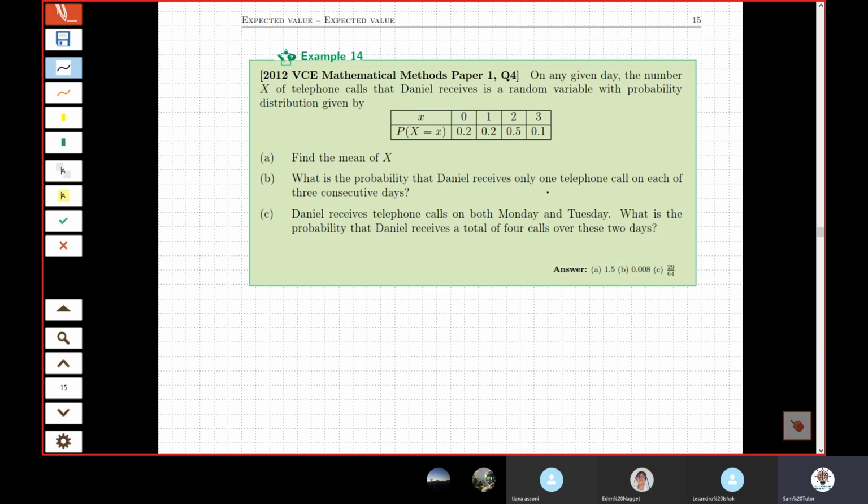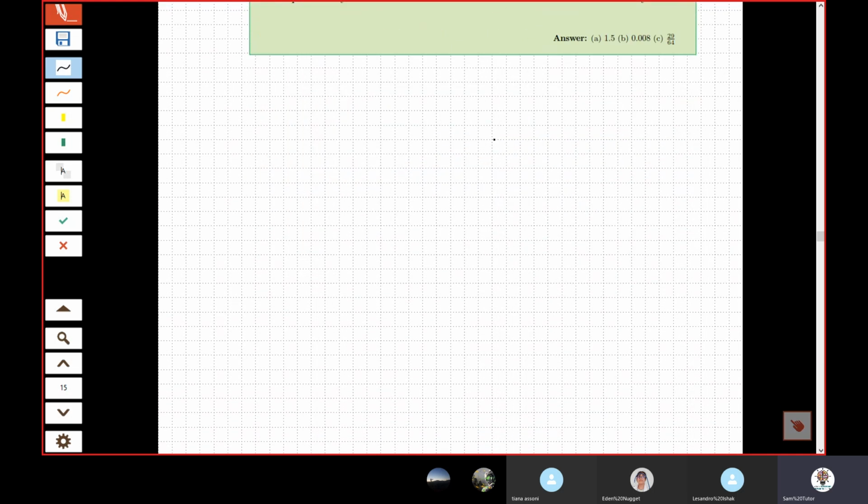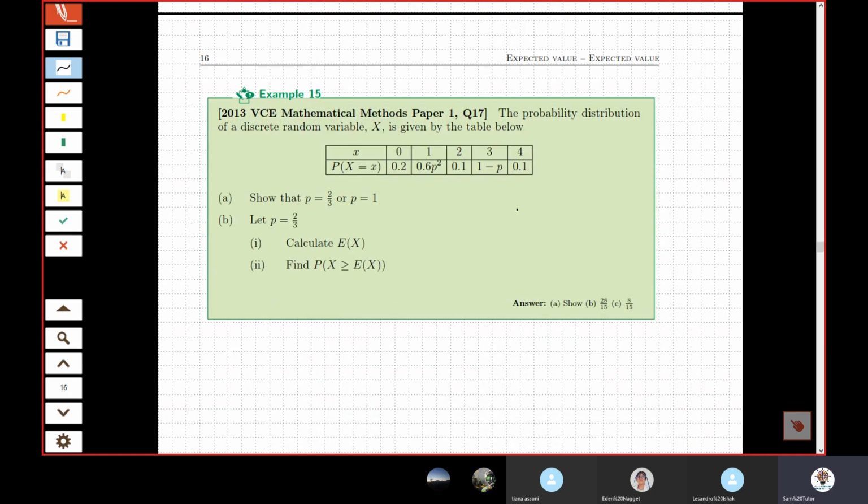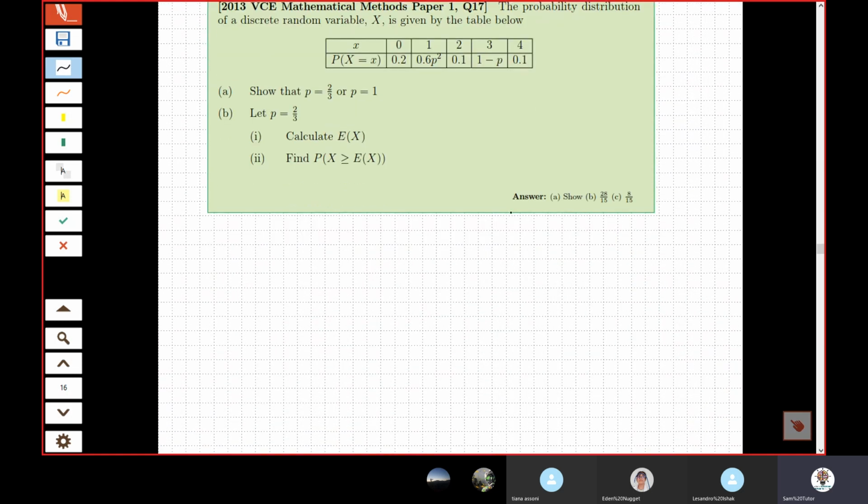What is the probability that Daniel received only 1 telephone call on each of the 3 consecutive days? We'll do it. Just 1, 0.2, 0.2, 0.2. We'll come to it. That's easy. Just want to see what else. Okay, yeah, let's do that one.